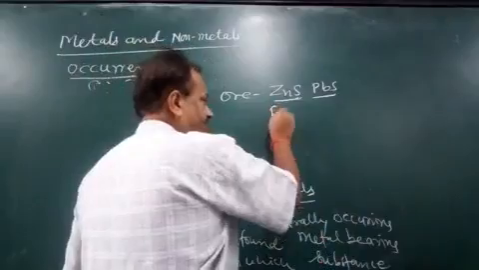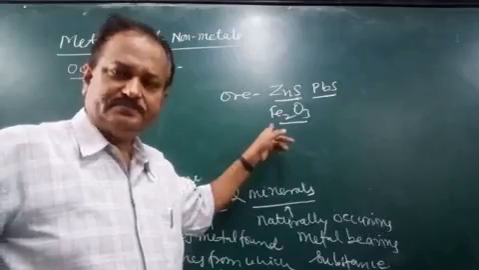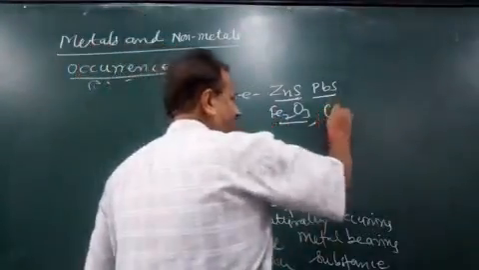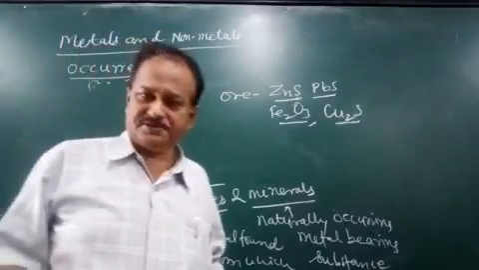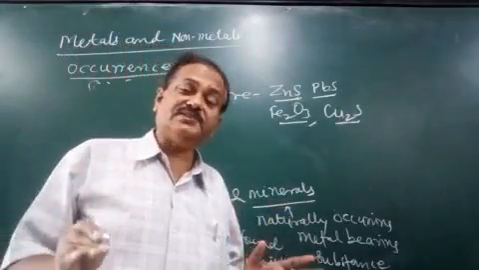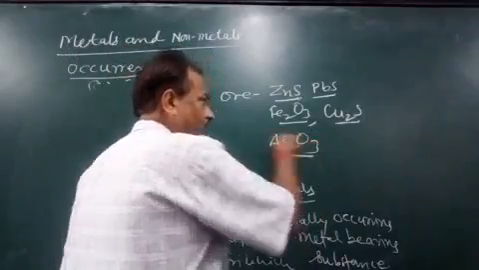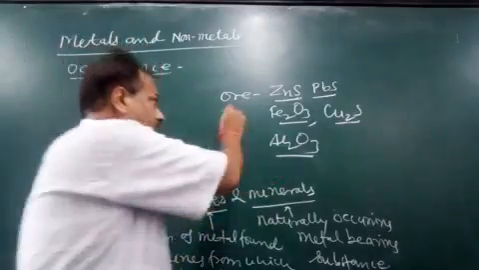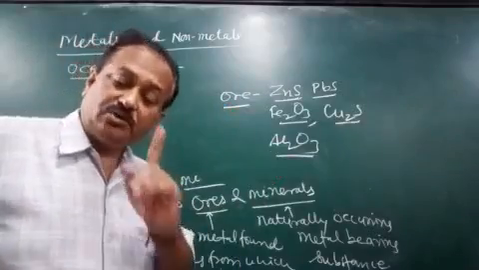Now, Fe2O3, iron oxide, this is the ore of iron. Then copper oxide, copper sulfide. So there is a variety of ores. Hundreds of ores are there. There can be Al2O3, the ore of aluminium. Ores are obtained easily and economically, that is, there is the cost factor.